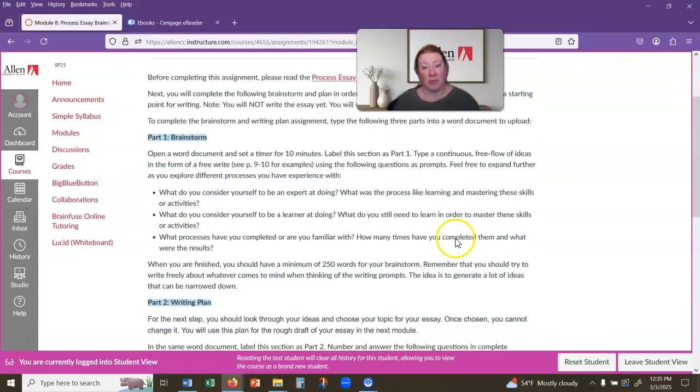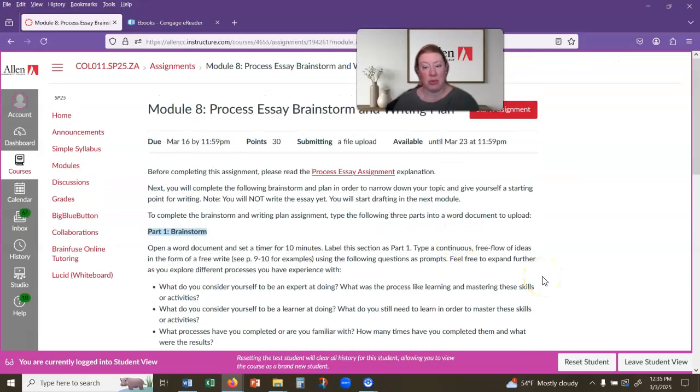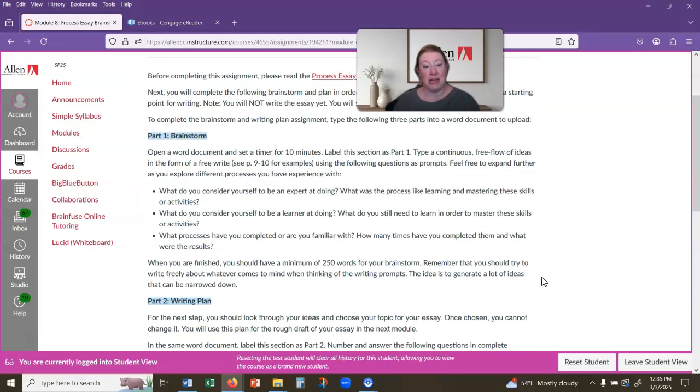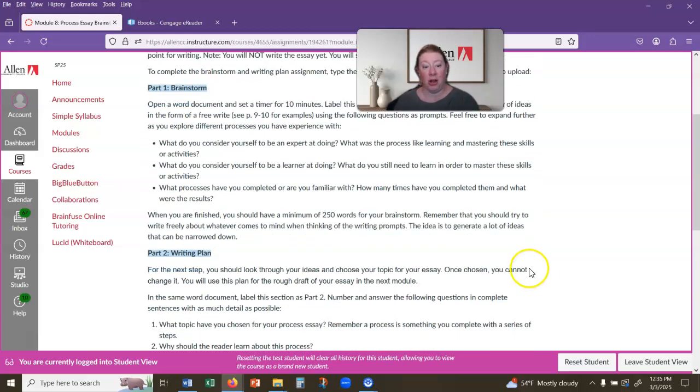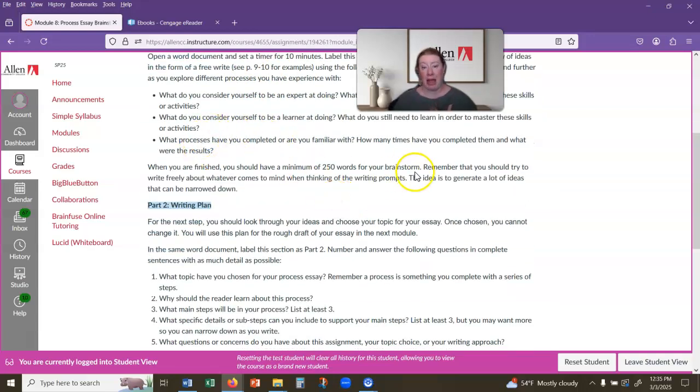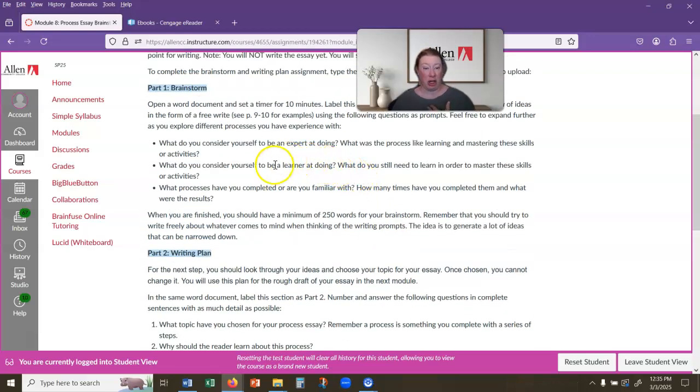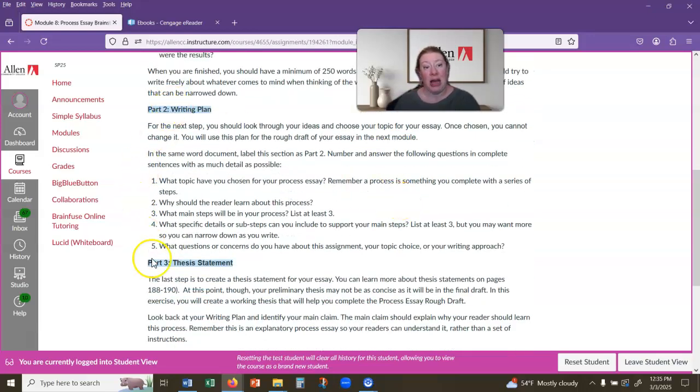So to start this off, we're going to do a brainstorm and writing plan, just like we did for the paragraphs. Now we're planning on a full essay. So the brainstorm is to just brainstorm some different things that you know about, that are processes you're familiar with, or things that you're an expert at doing, or things that you've tried to master. So, like, I am really a beginner with knitting and crocheting. And I'm not very good at it, but I could potentially use that as a topic.